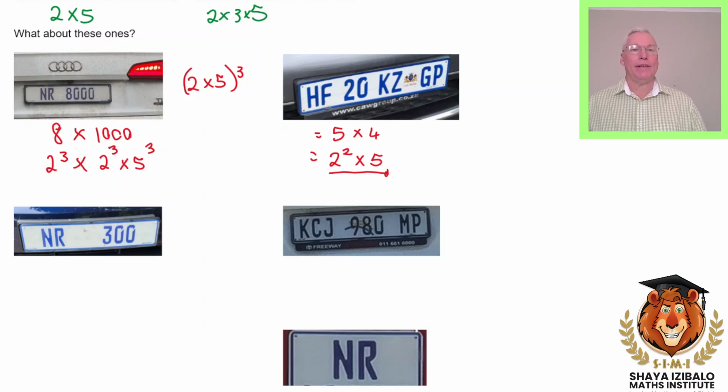This is in fact, how many 2's have we got multiplying here? We've got 3. And how many here? We've got 3. How many have we got altogether? We've got 6. We can write this as 2 to the 6 times 5 cubed. And that's the prime factorization of 8,000.